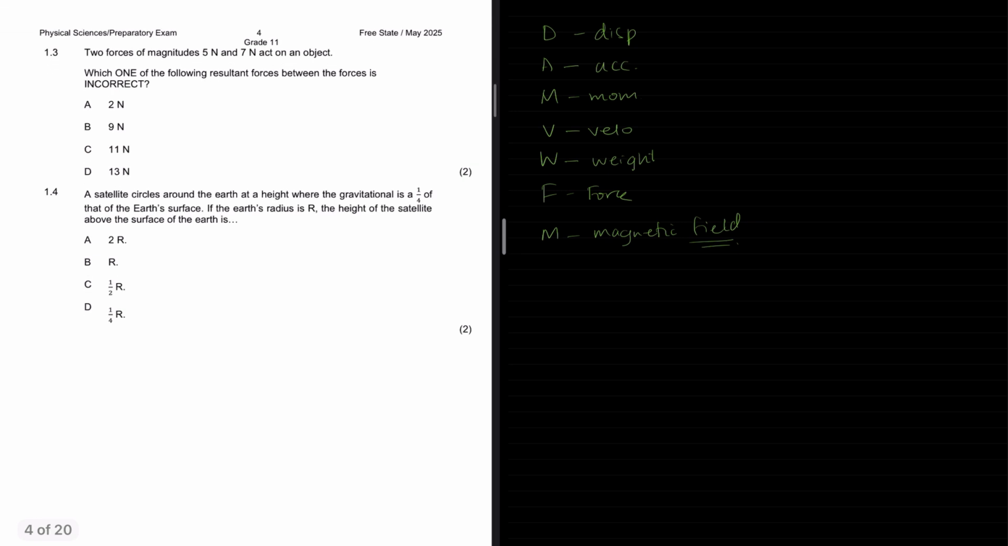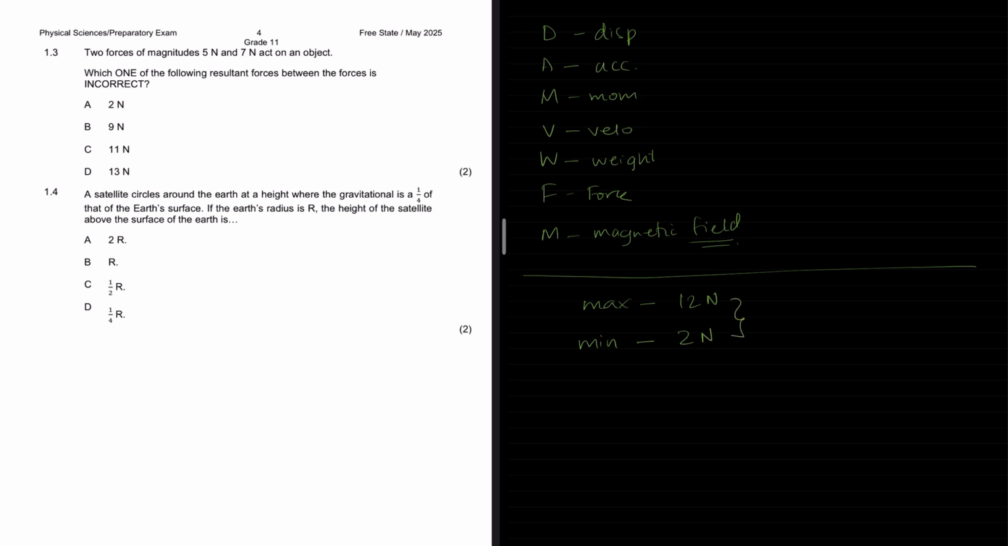Question 1.3, two forces of magnitude 5 newtons and 7 newtons act on an object. Which one of the following resultant forces between the forces is incorrect? So here, if you want to figure out what's the maximum and minimum, always remember that the maximum of two forces will be the sum of the two. So 7 plus 5 is 12. And the minimum of the two forces will be the difference between the two, 7 and 5 having a difference of 2.